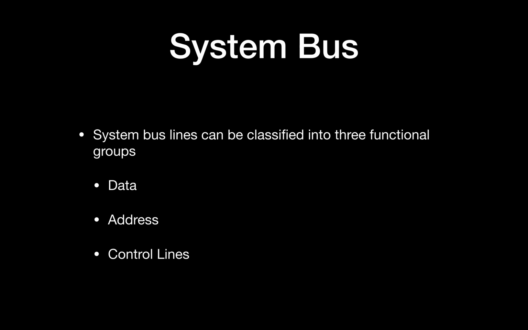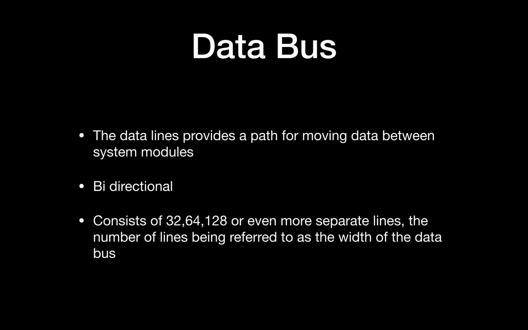System bus lines can be classified into three functional groups. They are data, addresses, and control lines. Data bus. The data lines provide a path for moving data between system modules. These lines collectively are called the data bus. The data bus is bidirectional.